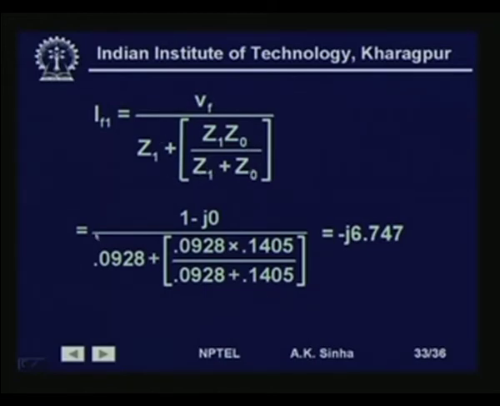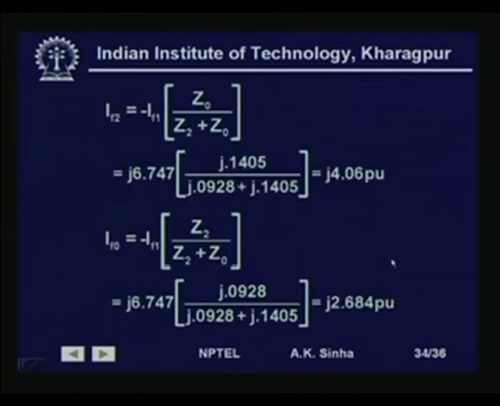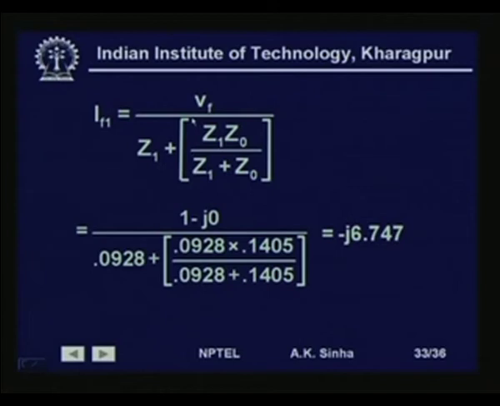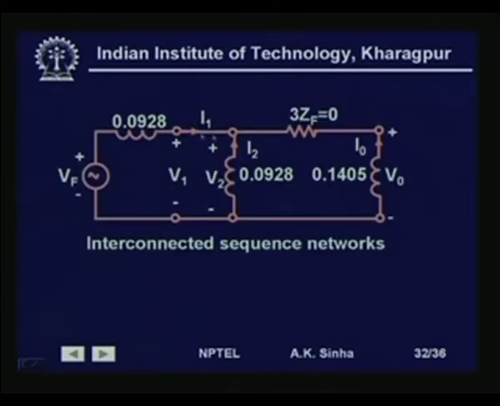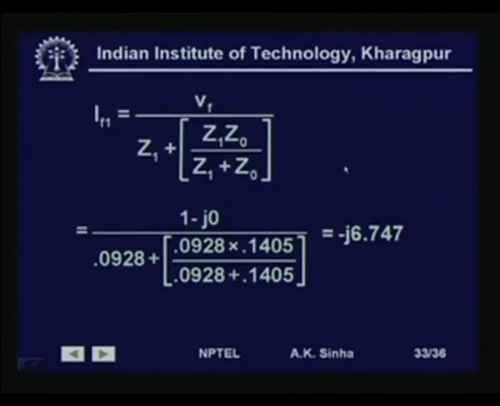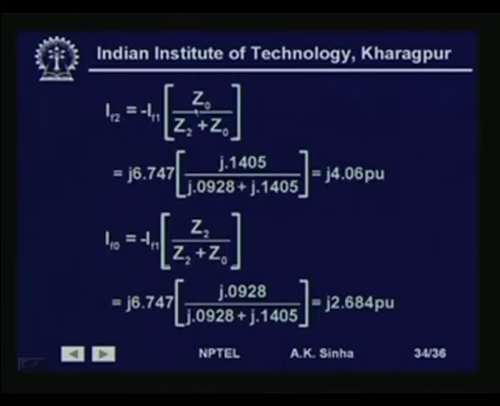So, this comes out to be equal to minus j 6.747. Similarly, we can calculate IF2. If we look at this diagram, this is I1, and it gets divided into these two parts. The part flowing in this is inversely proportional to this impedance and the sum of these two impedances. So that is what we have here: minus IF1 into Z0 divided by Z2 plus Z0.